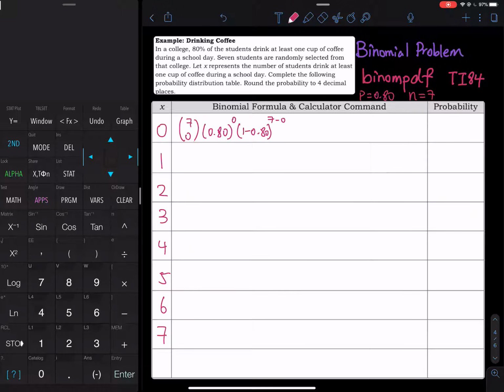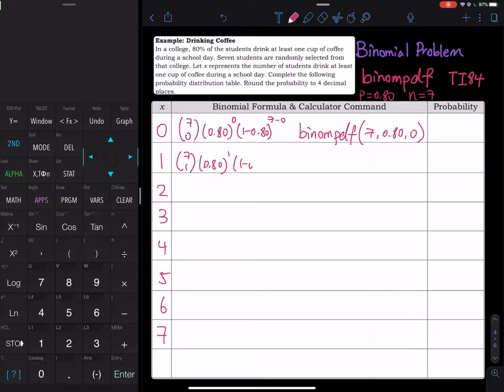And then what about the calculator command? That is binomial PDF, and the first argument is n, right? So that is 7, and then you have an 80% success rate, and then you have 0 successes. So let's do the writing first, and then I will use a calculator to calculate all the probabilities for you. The next one is 7 choose 1, 0.8 raised to the first power.